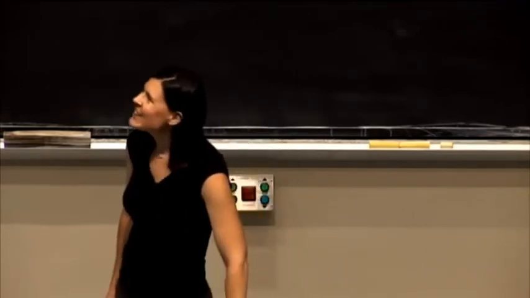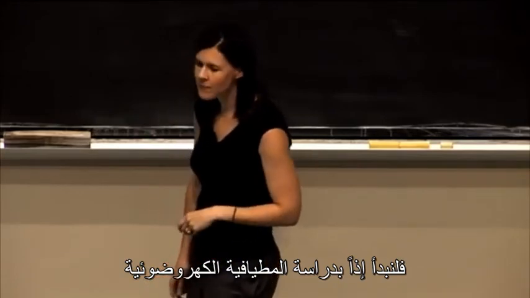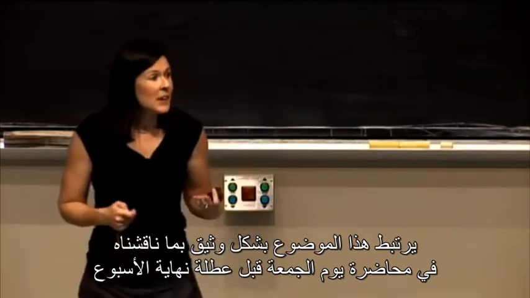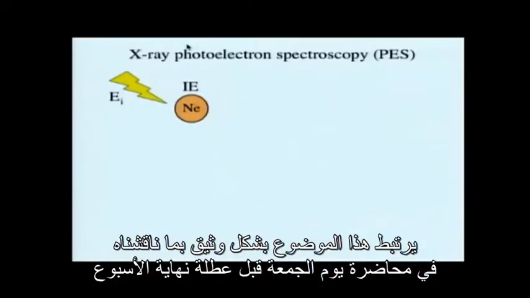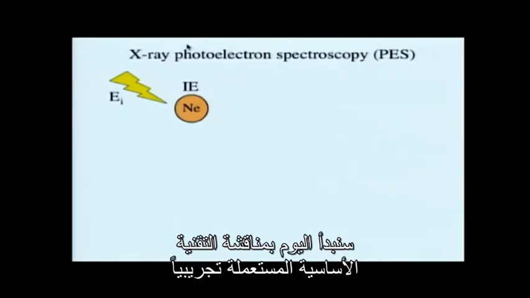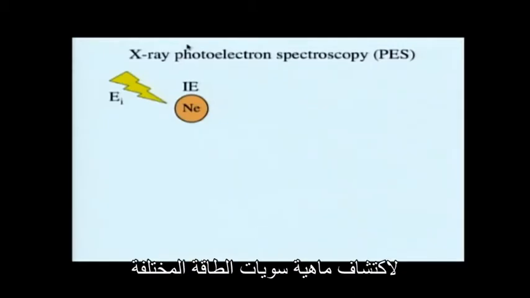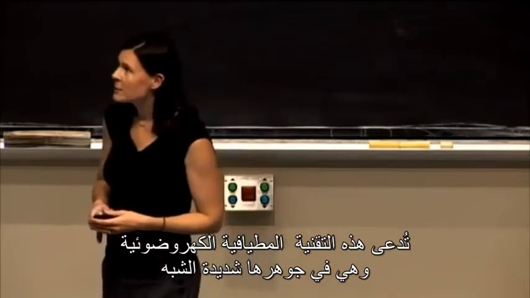So let's start with talking about photoelectron spectroscopy. This actually relates very closely to what we discussed in class on Friday before the long weekend. What we were talking about is the energy levels of multi-electron atoms. So what we'll start with today is talking about the technique that's primarily used to experimentally figure out what these different energy levels are. And this is called photoelectron spectroscopy.